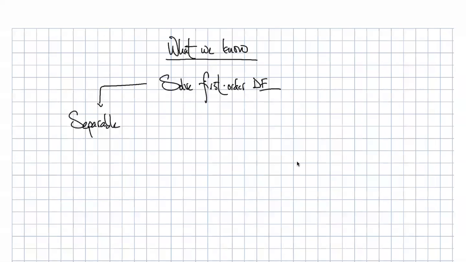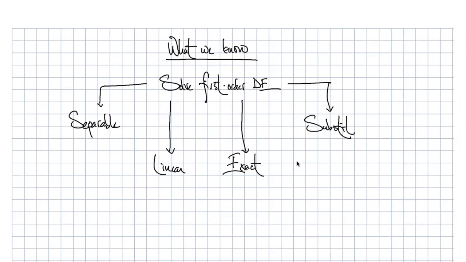All right, so we know how to solve first order differential equations. In particular, we know how to solve separable differential equations. We know how to solve linear ones. We know how to solve exact ones. And then there's sort of this whole clump of them that can be solved using some sort of substitution.